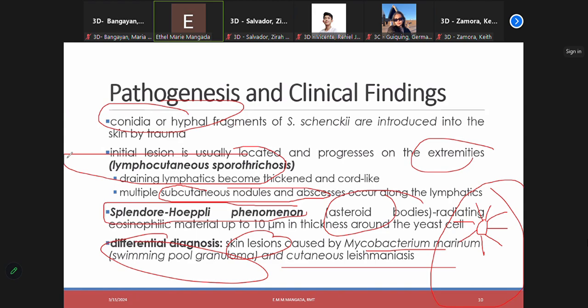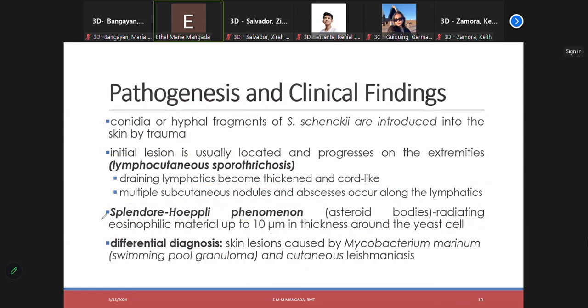Thumbs up if nakuha ninyo yung ibig kong sabihin. So, ganun yung ginagawa sa differential diagnosis, they look into the presentation, ano yung tsura ng lesions, kung pareho man, and then they cannot determine which is causing the infection, then we can run laboratory tests to identify. Eh kung sa skin scraping pa lang or lesions, may nakita ka nang hyphae and your yeast cells, then we can say it's an infection caused by a fungus. So we just have to identify if it's really Sporothrix.